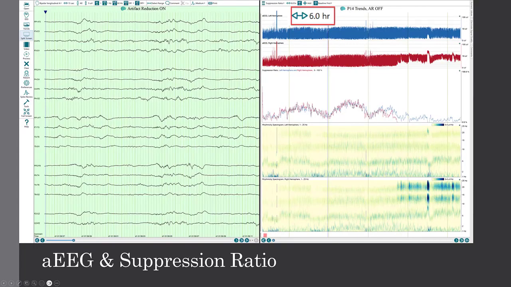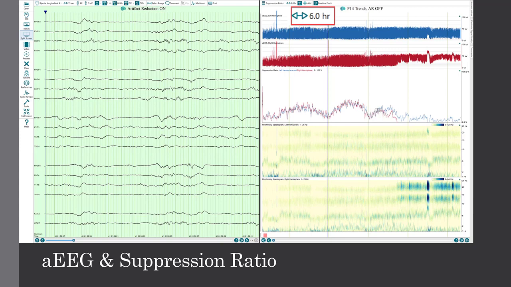All right, moving on to the suppression ratio trend. Here's the suppression ratio. We're showing this in the middle. So at the top we have AEG left hemisphere and right hemisphere. We're not showing them overlapped. We're at a 6-hour trend duration. And below that we have suppression ratio. This is showing left hemisphere in blue, right hemisphere in red.